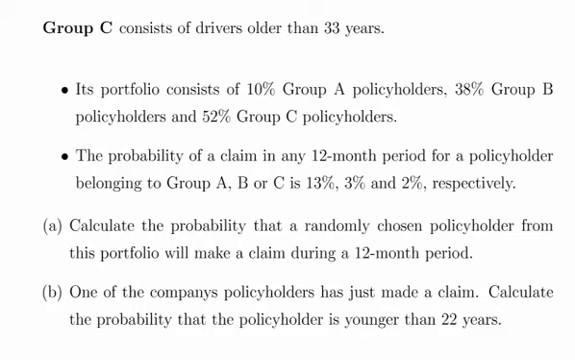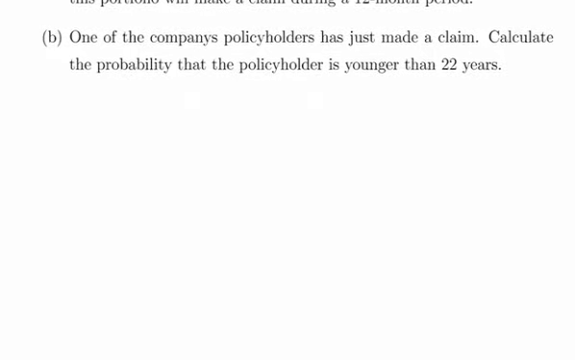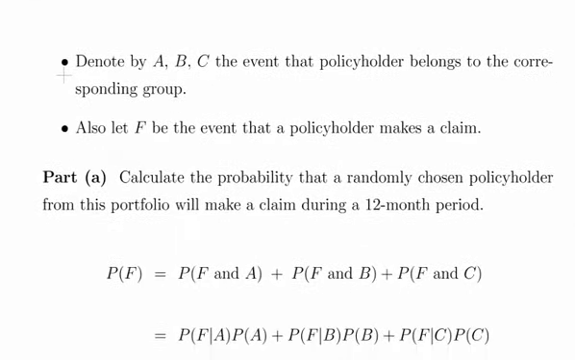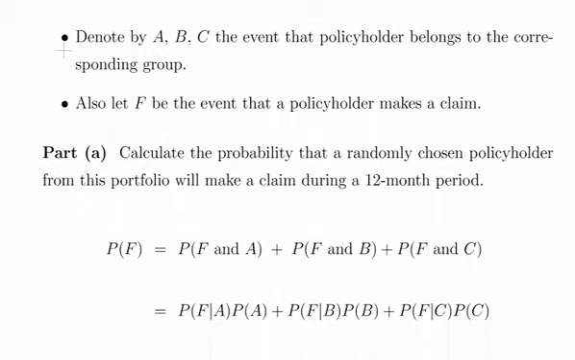And the second question is, one of the policyholders has just made a claim. Calculate the probability that the policyholder is younger than 22 years old, which is to say that policyholder is in Group A. So let's start off here by just naming all of our groups. So we have our three age groups, A, B, and C, that correspond to each of the three age groups. And also what we're going to denote here is the event that a policyholder makes a claim. We are going to denote that F.